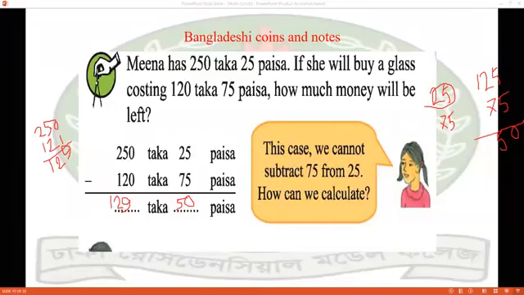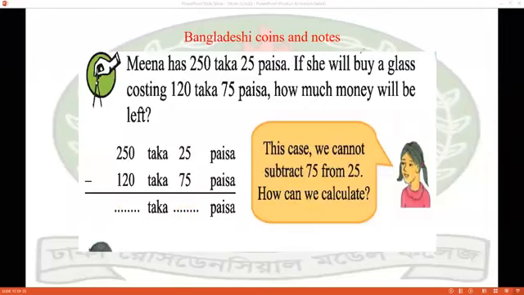This is what remains left after marketing. He will buy a glass costing 120 taka and 75 paisa. So 129 taka and 50 paisa remain. So in this way we can find this.